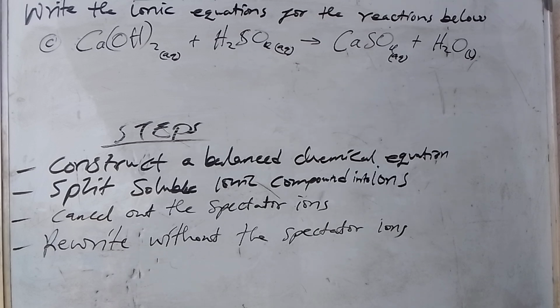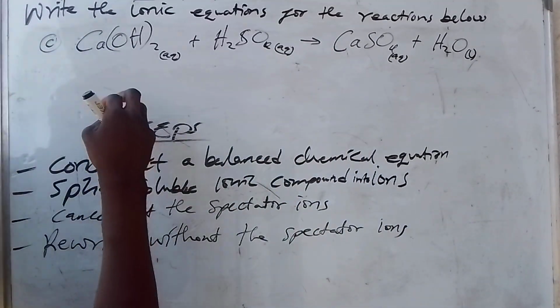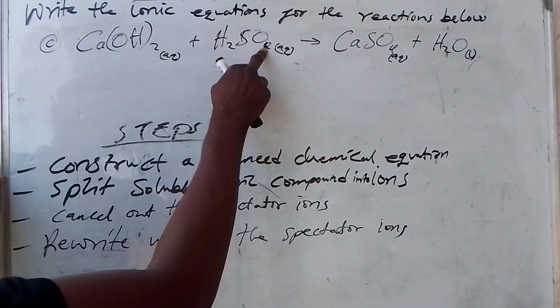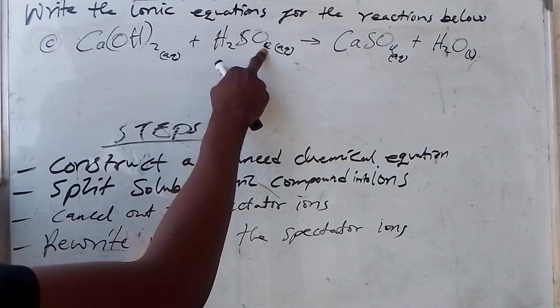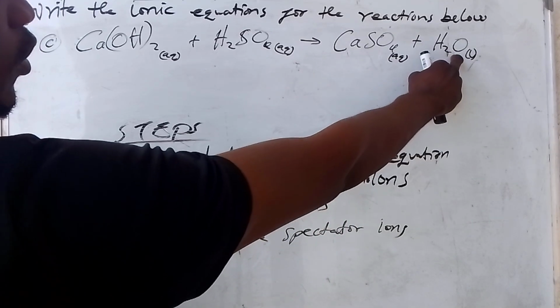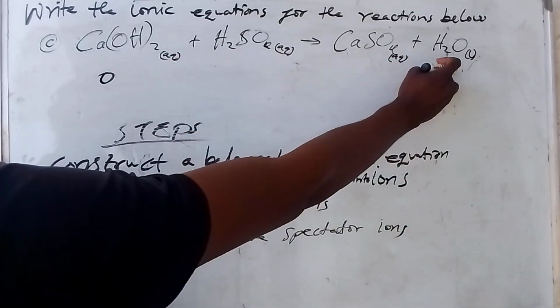So step number 1, construct a balanced chemical equation. Is our equation balanced? We have one calcium here, we have one calcium there. We have how many oxygens? We have 1 times 2 here, which is 2, plus 4, which is 6. How many do we have here? We have 4 here, we have 1 here. So there is a problem with the oxygen because here there are 6, here there are 5.